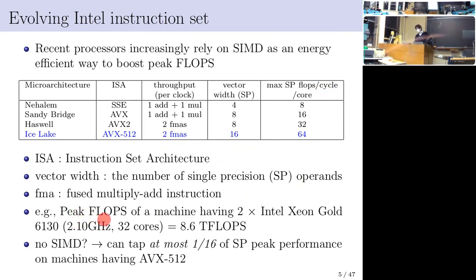This is how you get the peak flops of a machine. For example, take a machine with 2 Intel Xeon processors of this model, each having 32 cores. It is simply the multiplication of 64 flops per cycle with the clock frequency, which is 2.1 billion clocks per second. You also multiply it by 32 cores, and finally by 2 sockets. So this machine is able to deliver something like 8.6 teraflops.